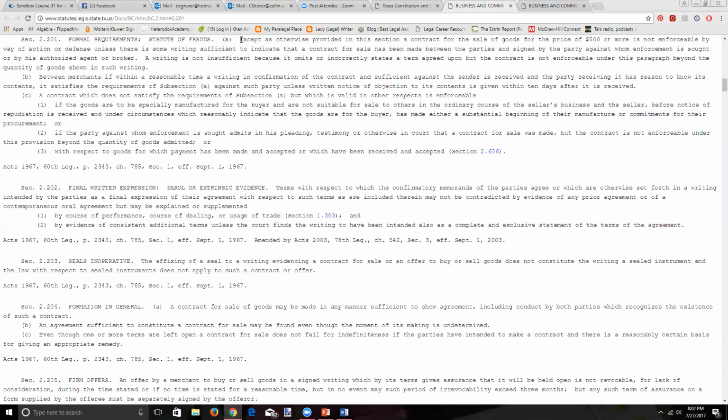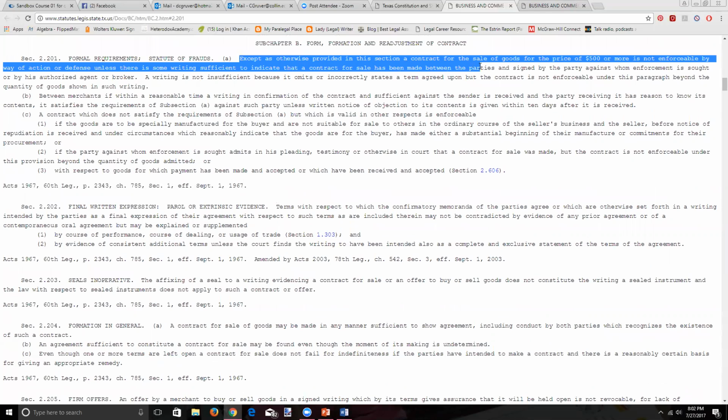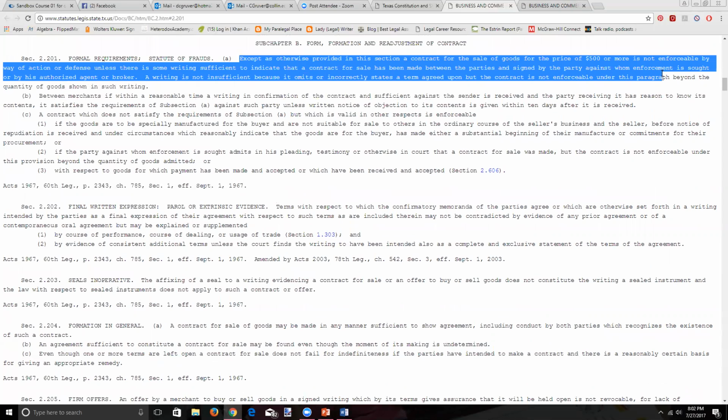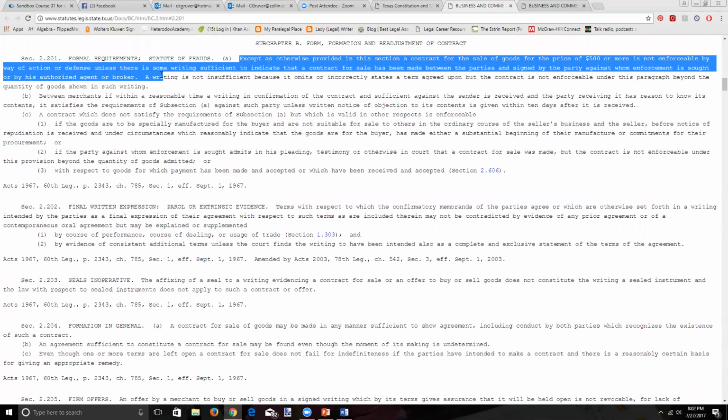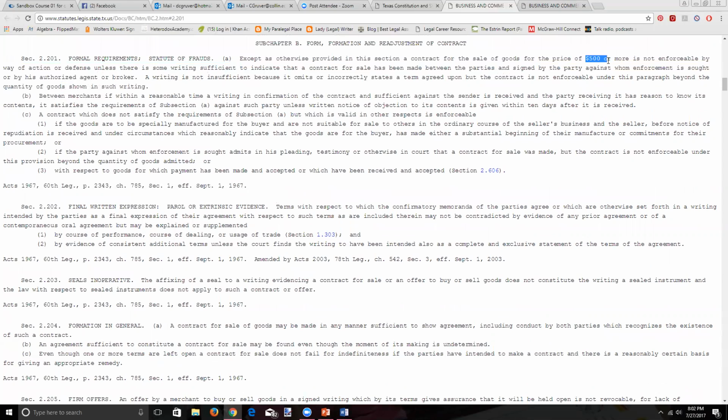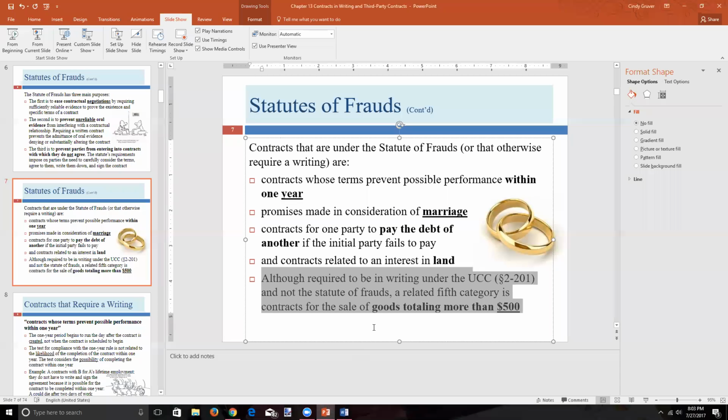Here we have: except as provided in this section, a contract for the sale of goods for the price of $500 or more is not enforceable by way of action or defense unless there is some writing sufficient to indicate that a contract for sale has been made between the parties and signed by the party against whom enforcement is sought or by his authorized agent or broker. So we see $500 or more is the standard in Texas, just like the textbook says, and just like is true in most states that have the UCC.